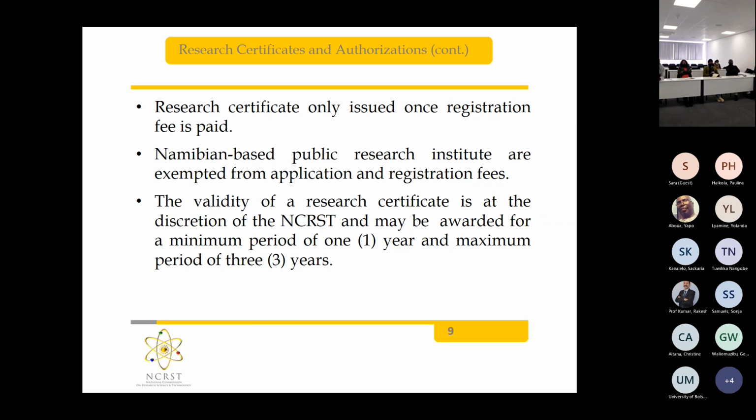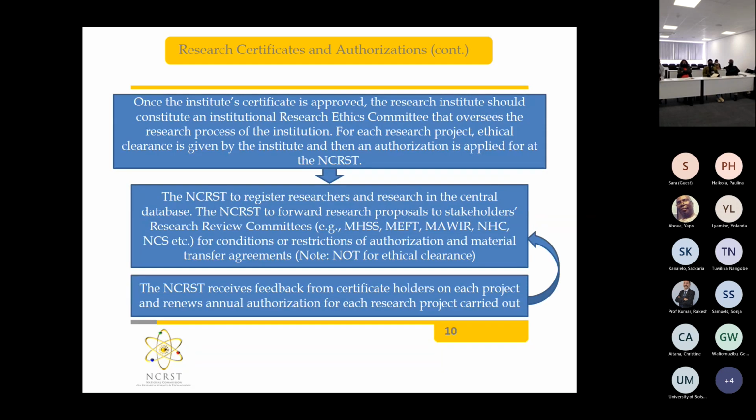every year. Even if it's a project that lasts for 5 years, each year the NCRST requires some sort of feedback to say, we have progressed this year, we are at this point, so next year we are progressing with maybe objective 2 or objective 3 or something in that line. All right.